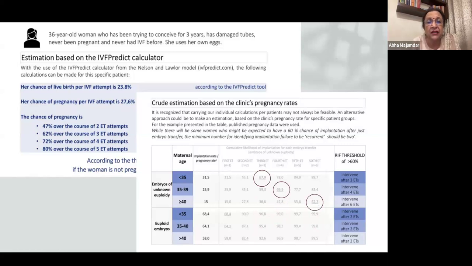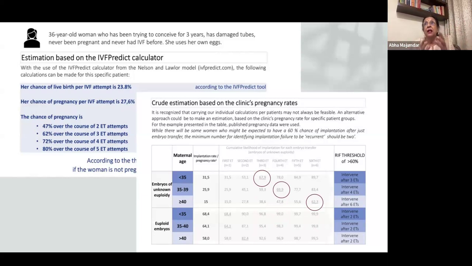If the woman is younger than 35, intervene after 3 embryo transfers, whether you've done 1, 2, or 3, depending on your implantation rates. If she's 35 to 39, intervene after 4 embryo transfers have been done. And if she's more than 40, then intervene or start investigating after 6 embryo transfers.